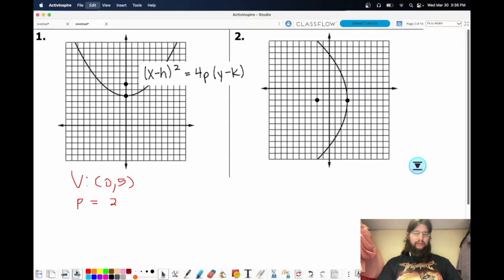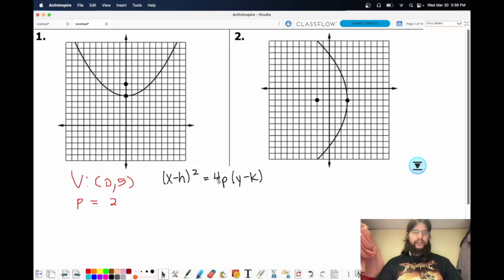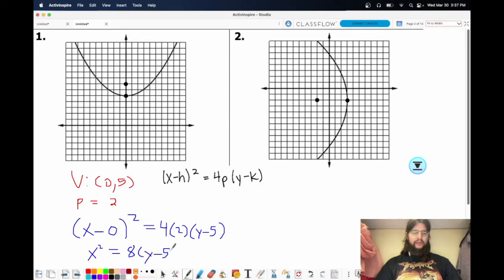So I'll steal that, put it there. This is what we're plugging our information into. So it's going to be x minus 0 squared equals 4 times 2 times y minus 5. Go ahead and simplify but not distribute. That's going to be x squared equals 8 times y minus 5. And that's how we're going to write it.